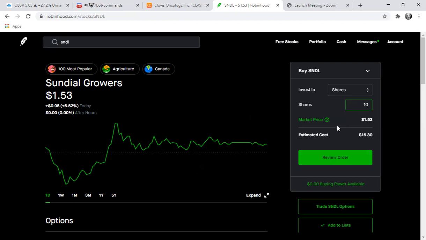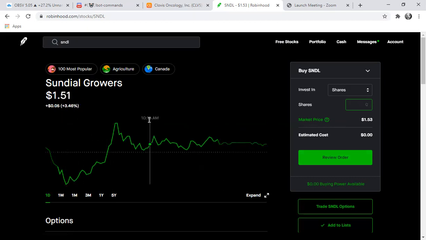Okay. So let's make it a little more simple. Let's say you own just one share of Sundial Growers worth $1.53. If Sundial Growers goes up to $2.53, you profited and made a dollar. If you own two for the investment of $3.06, and Sundial Growers goes up a dollar, you made $2 for those two shares you own. So you made a dollar for each share you own, and so on and so on. Hopefully that makes sense.